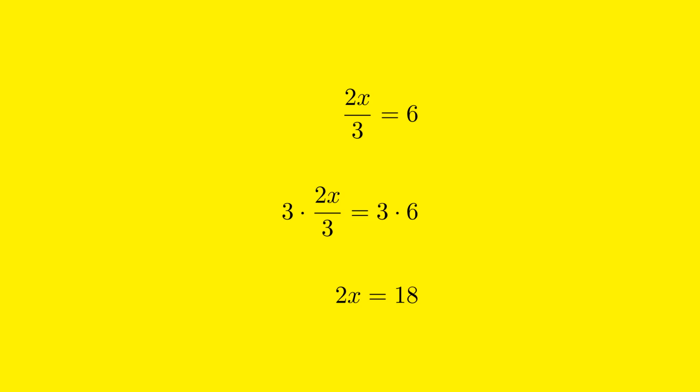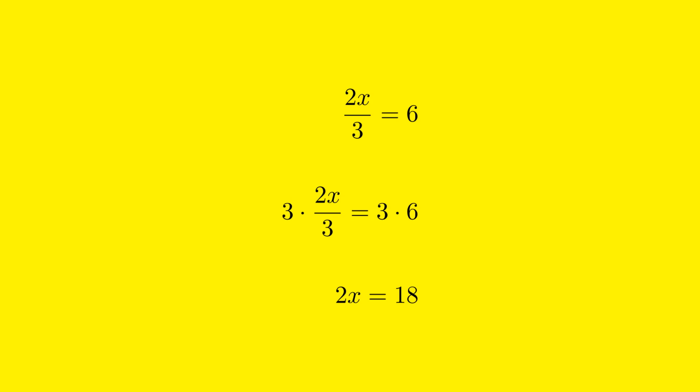Step 1. Identify the equation that needs to be solved. In this case, we have the equation 2x/3 = 6. To begin solving for the variable x, we need to eliminate the fraction. The goal here is to isolate x on one side of the equation.